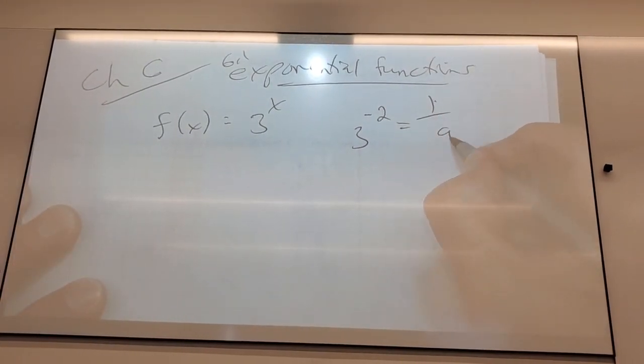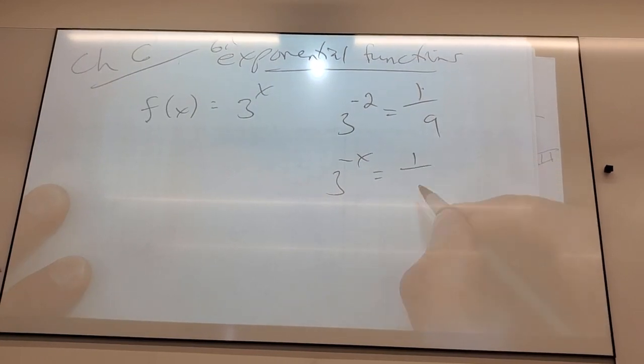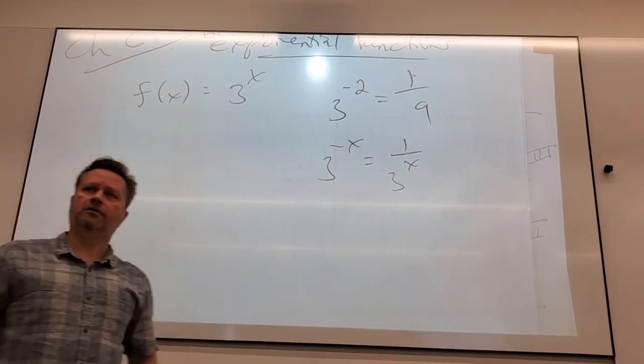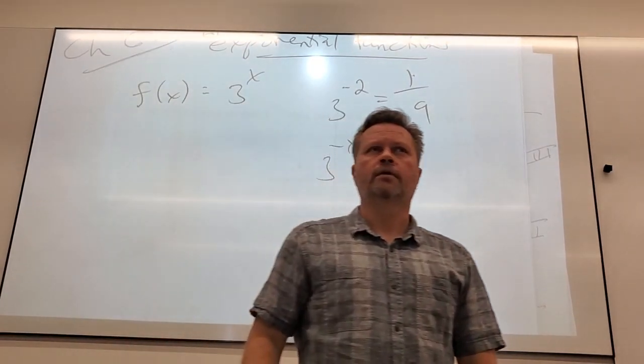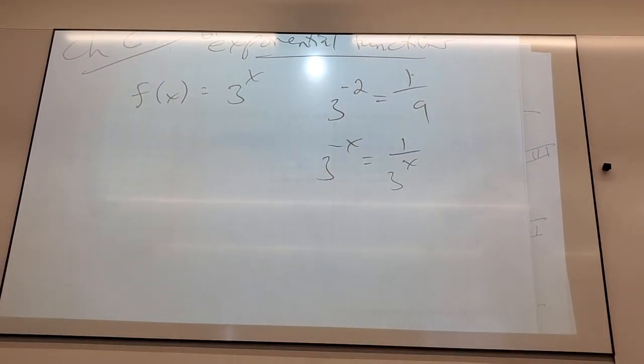So let me see if I can push this. What would 3 to the negative x always be? It would be 1 over 3 to the x. Is that all right? Flip it and then raise it to the x power. Could this ever equal 0? No. The only way a fraction can be 0 is if the top is 0, and this top is always 1.